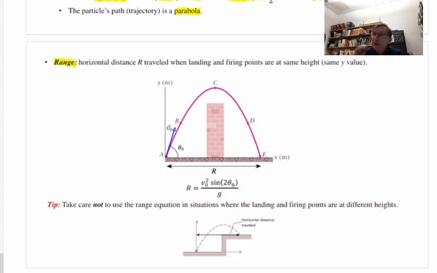First, let's be clear what we mean when we ask for the range. We mean the horizontal distance traveled when the landing and the firing points are at the same height, the same y value. The starting y value and the ending y value of the projectile motion must be the same. Then the horizontal distance traveled from starting point to ending point is called the range.